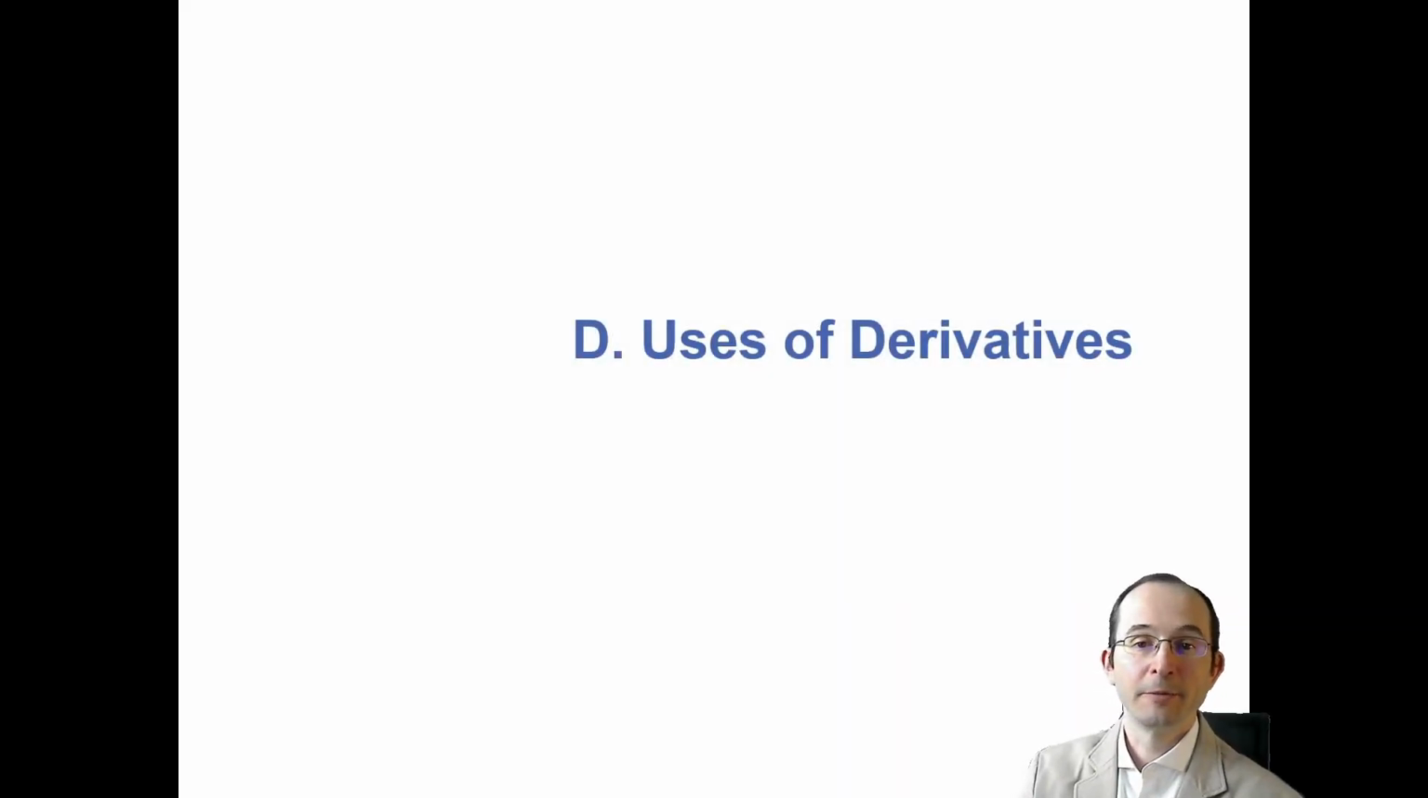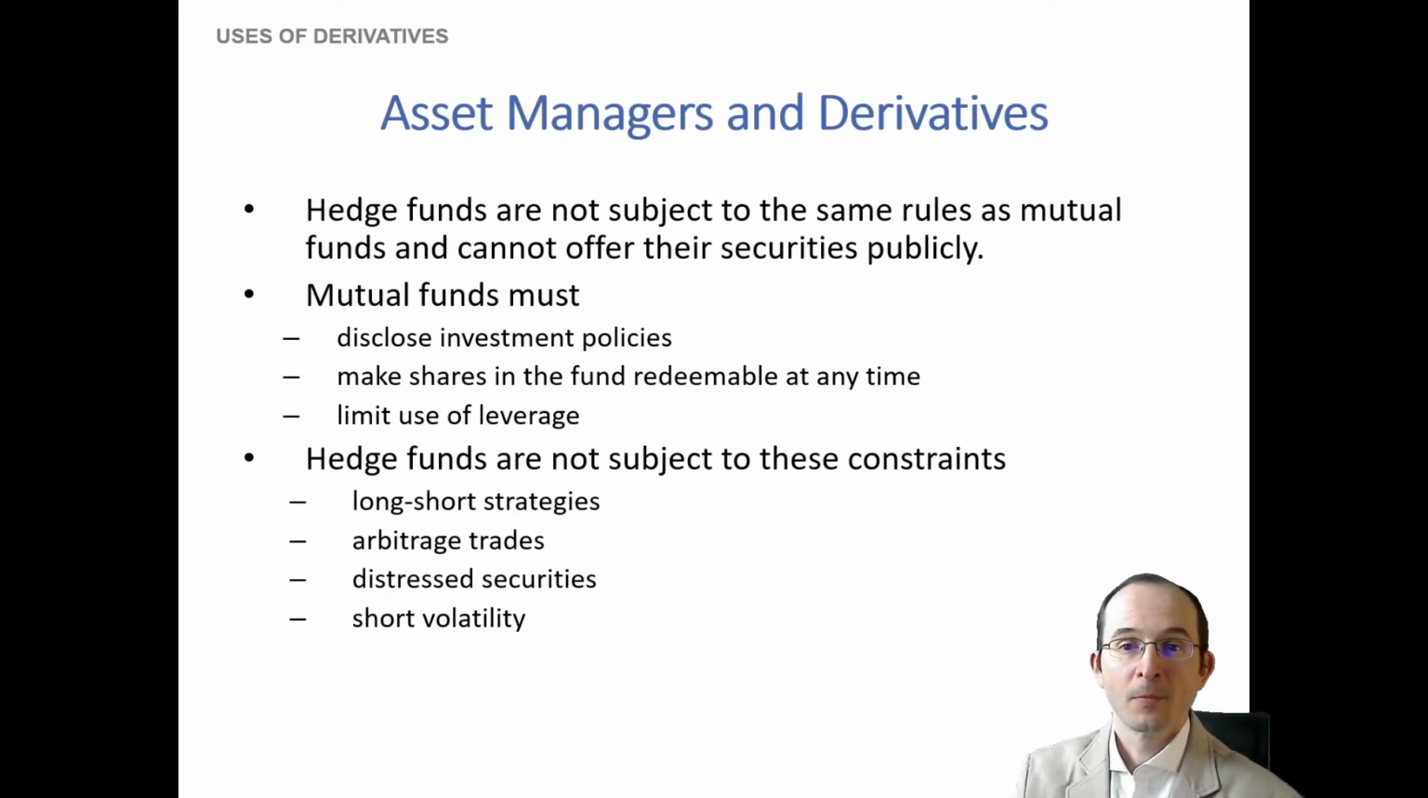Now, what are derivatives actually used for? Well, they're actually frequently used by asset managers. Generally, of course, there are three main uses for derivatives, which are hedging, speculation, and arbitrage. And asset managers, such as hedge funds, can use them for all three purposes because they aren't subject to the fairly heavy regulation on trades that could be made by, let's say, mutual funds.